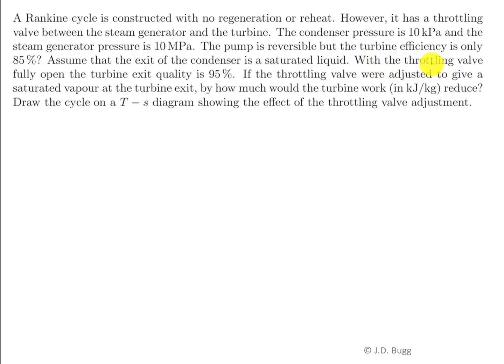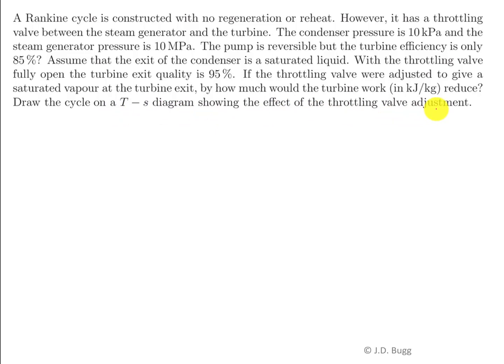With the throttling valve fully open, the turbine exit quality is 95%. If the throttling valve were adjusted to give a saturated vapor at the turbine exit, by how much would the turbine work in kilojoules per kilogram reduce? Draw the cycle on a TS diagram showing the effect of the throttling valve adjustment.